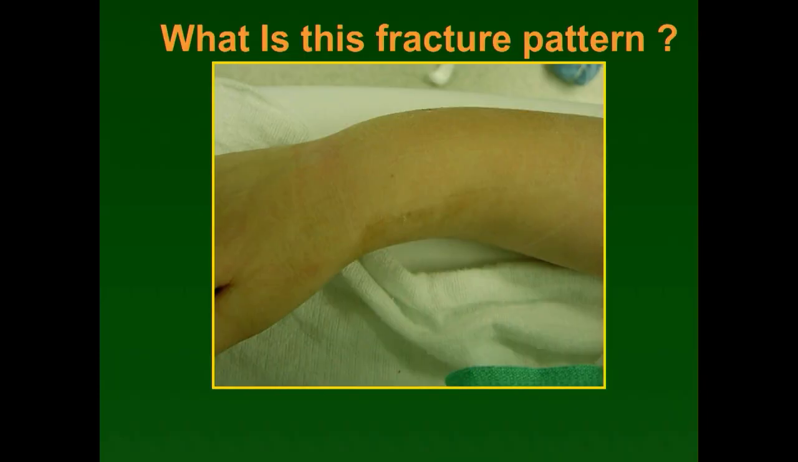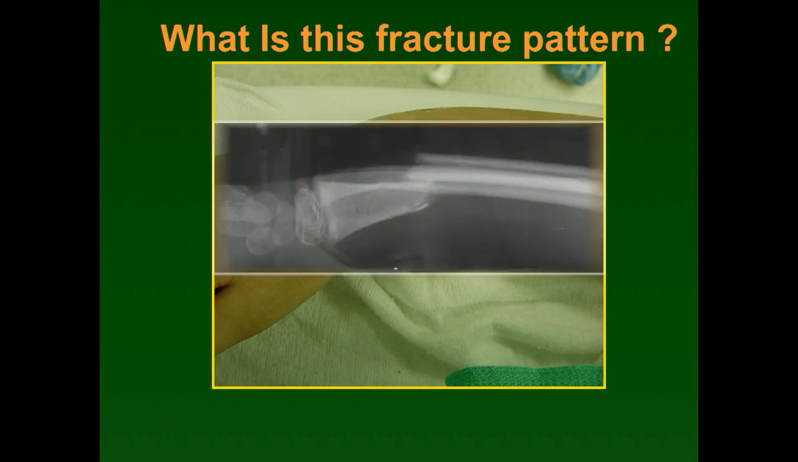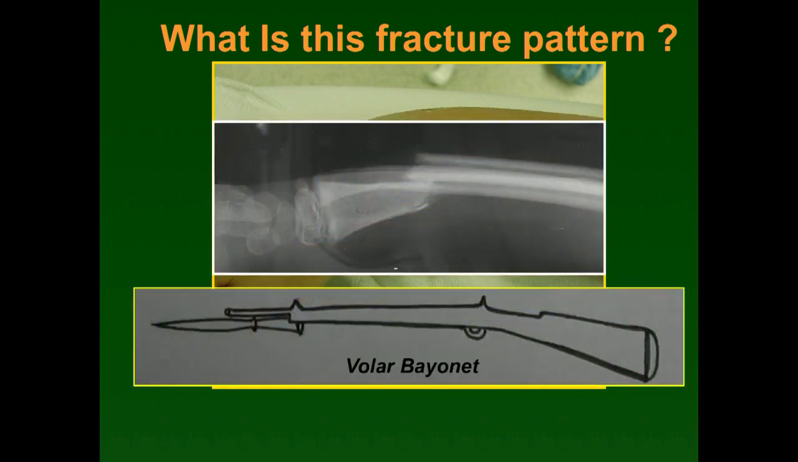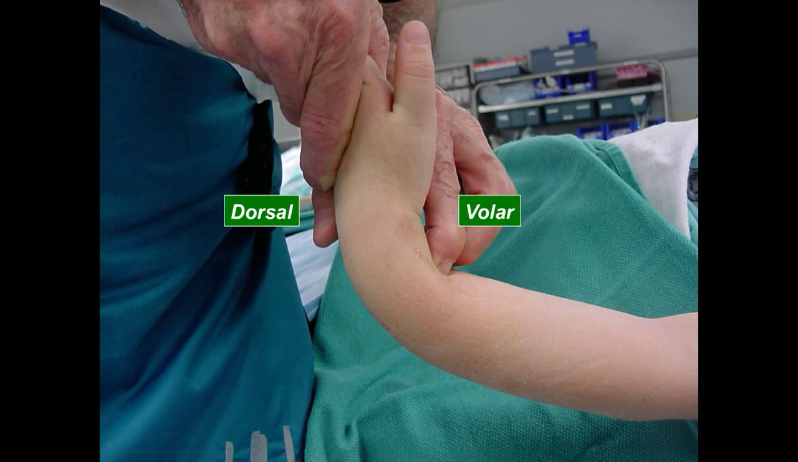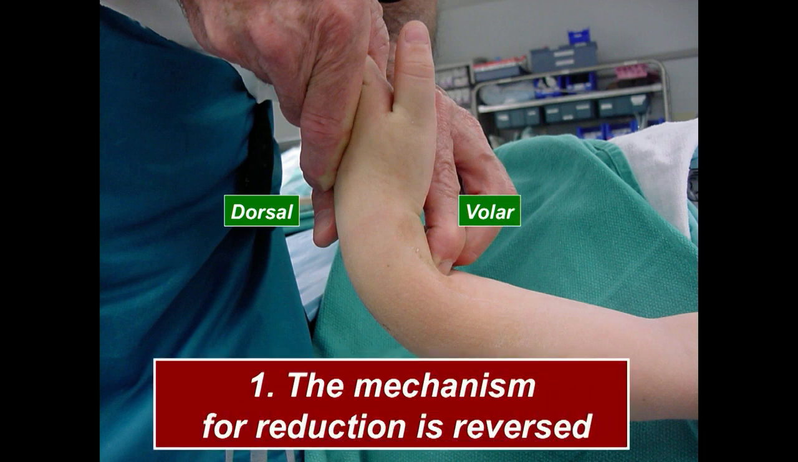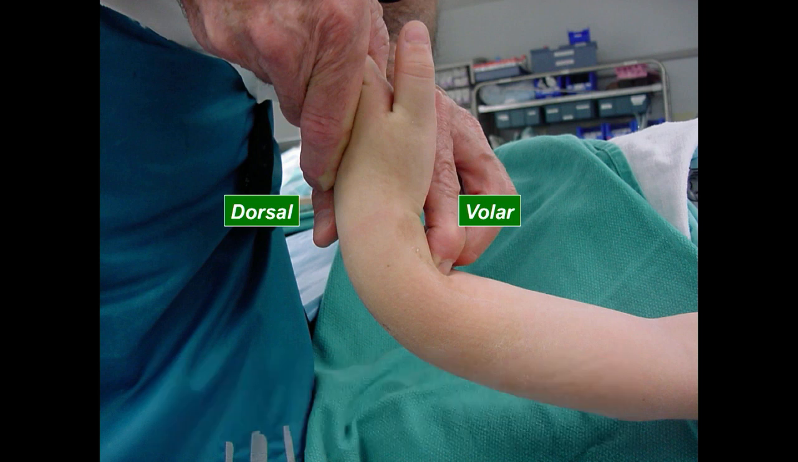All right, what's this fracture pattern? Can you say volar? Yeah, right. That's a volar fracture. Volar bayonet. Okay. Different from a dorsal bayonet. And so how is it different from a dorsal bayonet? Well, here again, appearance. Yeah, the reduction mechanism is reversed. Right. What's the other problem?